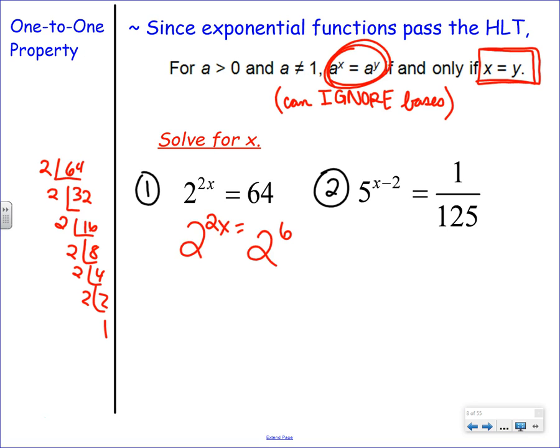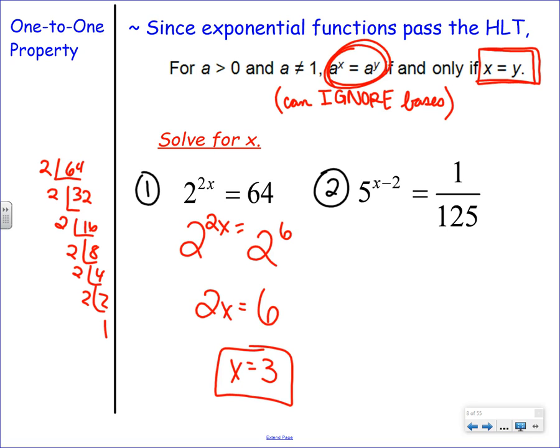Why is that good? Bases match. And if the bases match, what can I jump to? Ignoring the bases entirely and just looking at their exponents. Is that a magical jump? Nope, I used the one-to-one property. And what did I use it to let me do? Ignore. I didn't cancel out. I just am able to ignore the base and say, hey, sweet. So 2x must equal 6. Hence, x equals 3. Divide by 2. And we're done. The answer is 3.